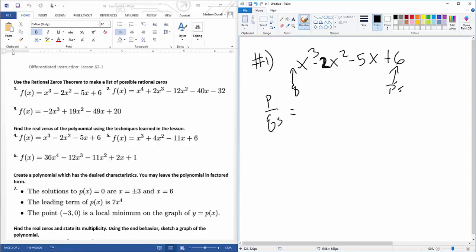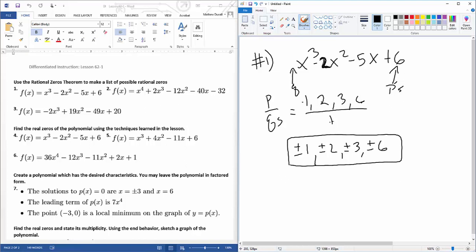So the factors of 6 are 1, 2, 3, and 6. The factors of q are just 1. So now you have to do all the combinations. So like 1 over 1, 2 over 1, 3 over 1, 6 over 1. So these are a list of the possible rational zeros that would work in my polynomial.